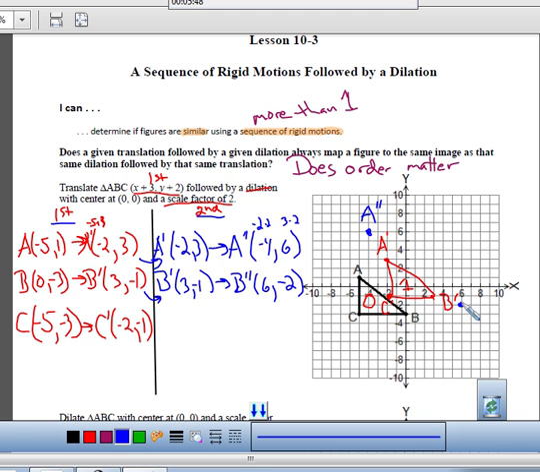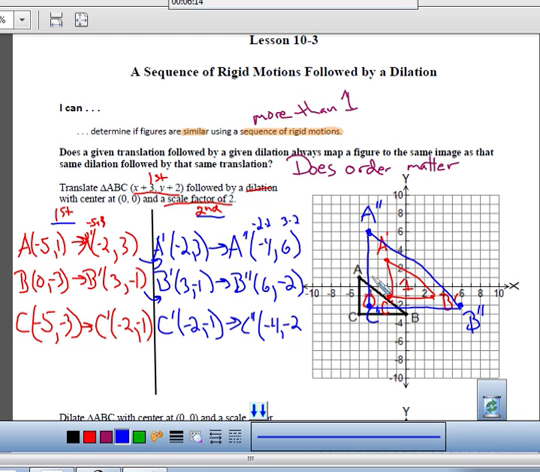And that's right here. This is B double prime. And then the last one, C prime, is negative 2, negative 1. C double prime is negative 4, negative 2. And that is right here, right in the middle of. So this is going to be kind of tricky to see. So that's why it's important to use a different color or a highlighter or something if you have it.